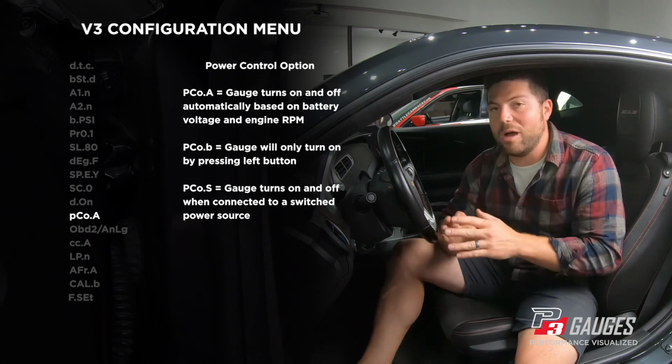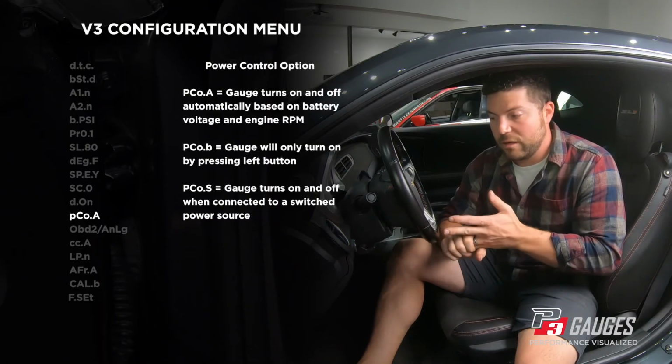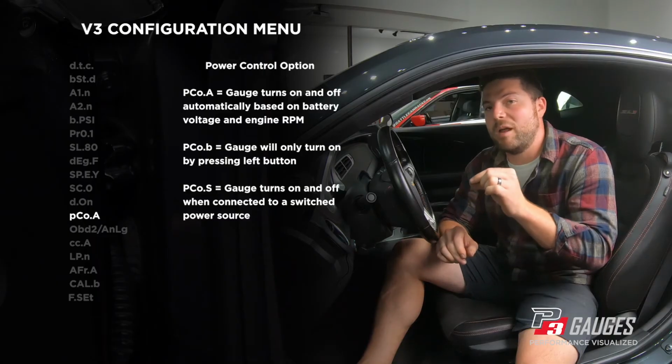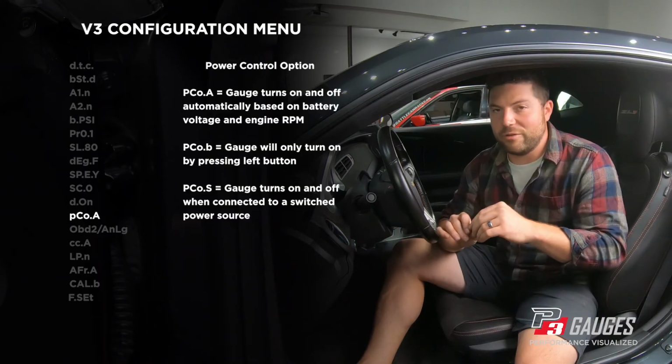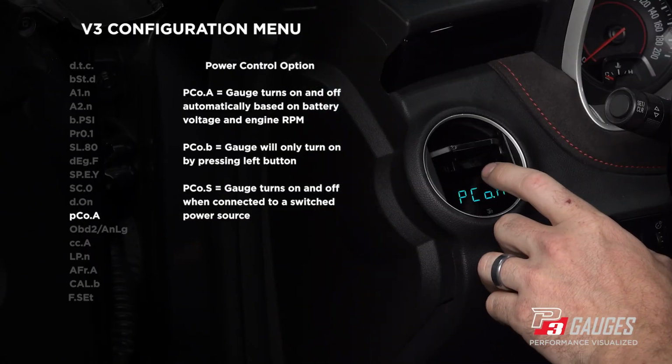The gauge will power up when it sees a big swing in battery voltage and then RPM input. You may see the blinking dots going across the bottom of the screen, but that just means the gauge is looking just to make sure RPM isn't going. So if we tap the left button, we'll go to the next one.